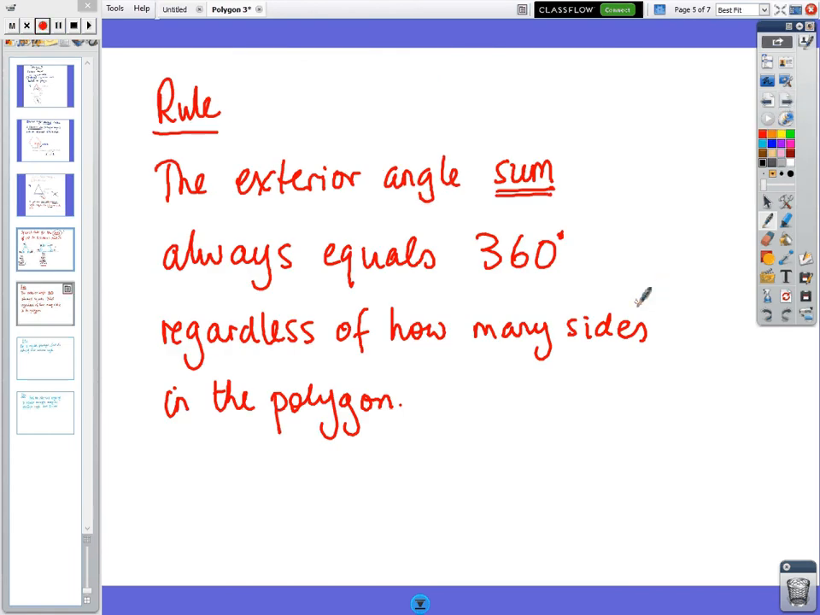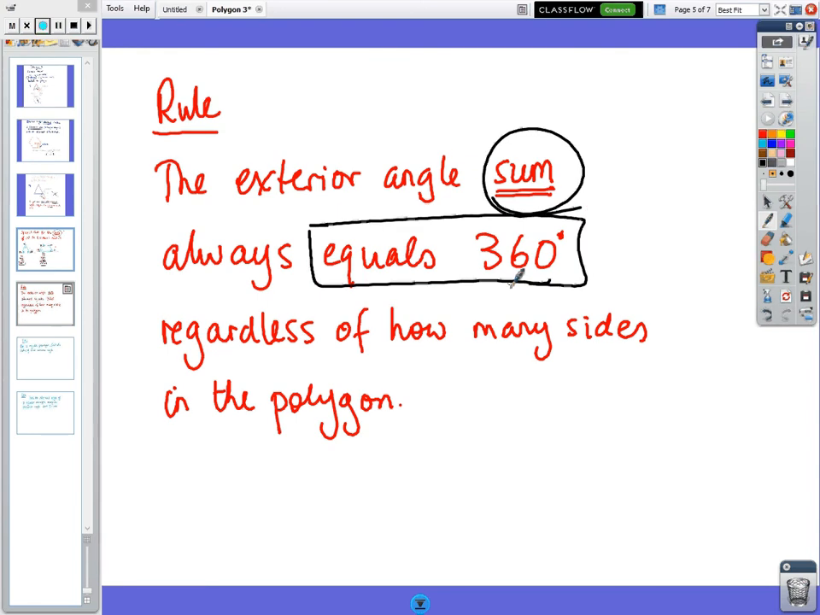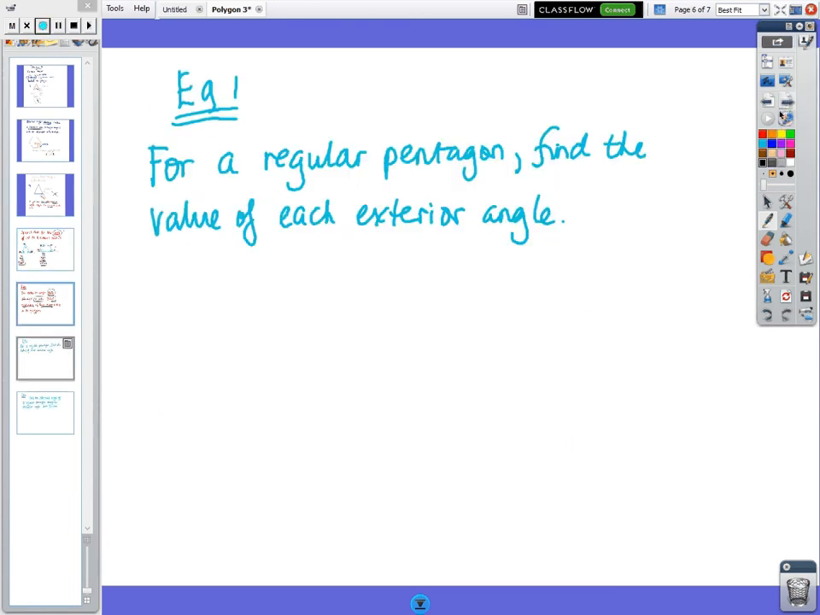So the rule is the exterior angle sum, when you add them all up, always equals 360, and it doesn't matter how many sides. Okay, so it doesn't matter how many sides, the answer always equals 360. So copy that and come across when you see some examples on how to use it.